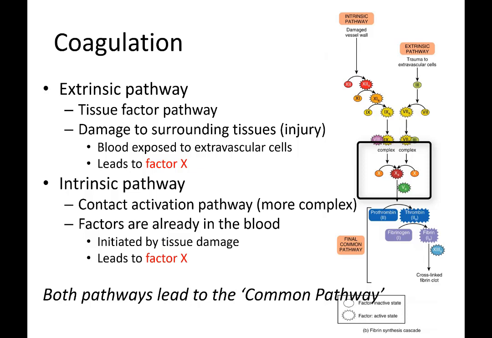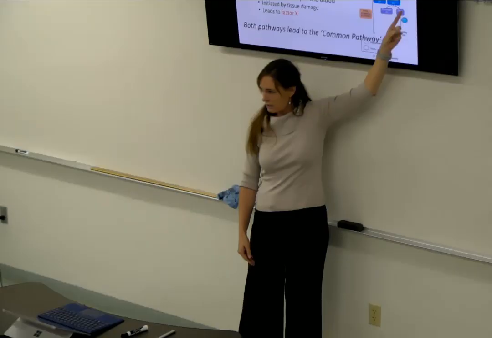This factor X is ultimately what's going to convert prothrombin into thrombin. Prothrombin is something else that's just circulating normally in our blood. Here's fibrinogen. Fibrinogen, we already know, is circulating normally in our blood. So this thrombin takes fibrinogen to become fibrin, and that is our clot.